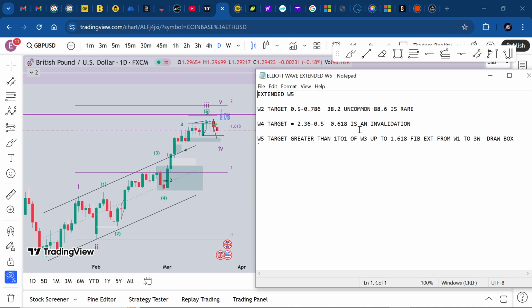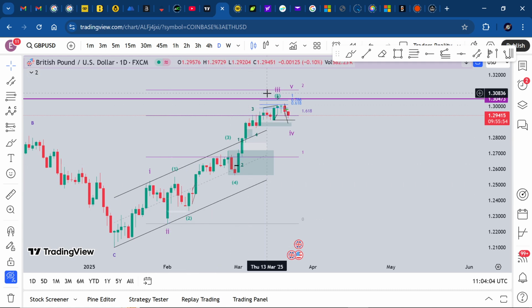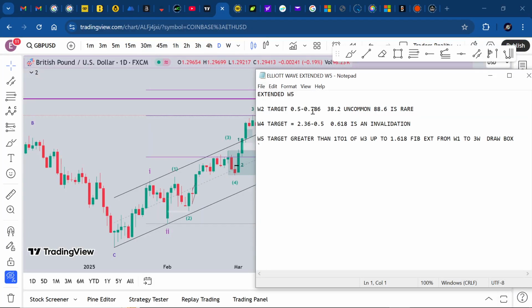You can see 0.618 is always an invalidation for a wave 4. Wave 5 has to be greater than 1 to 1.03. We can already see we're getting that, okay? Wave 2, so let's check wave 2 and then look for wave 4. The extended wave 5 we're talking about is inside this green count, okay? Wave 2 needs to be between the 0.5 and the 0.786, so we need it to be deep. 0.382 is uncommon, and the 0.886 is always rare for wave 2. So we need to see that we got this.